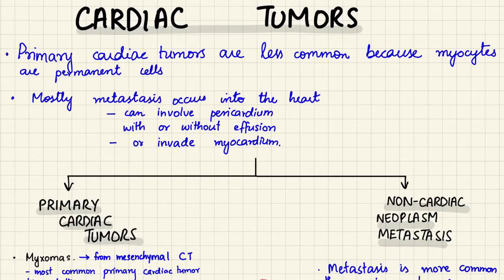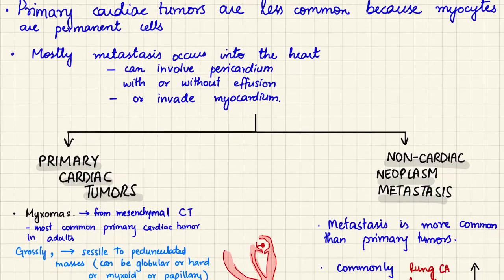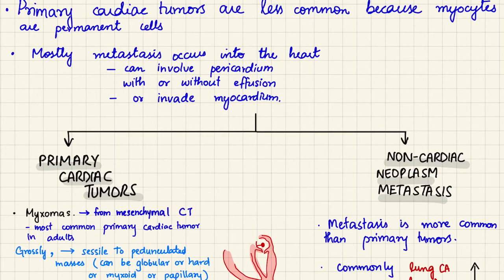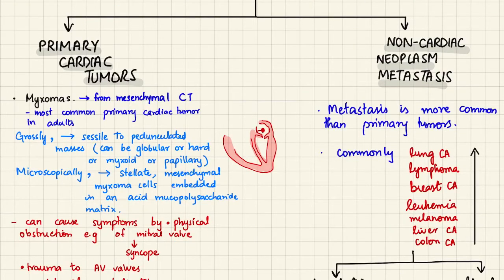So once we're done with that, we need to know that mostly the tumors in the heart occur due to metastasis. That is, a cancer is somewhere else in the body and it has traveled through the lymphatic system or the bloodstream into the heart. It can either go to the pericardium and it can also go to the myocardium. Now with that aside, let's see some primary cardiac tumors.